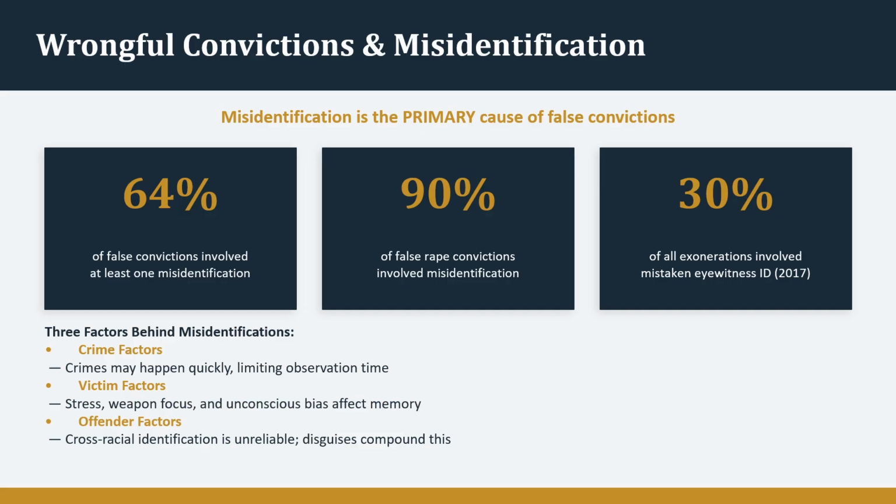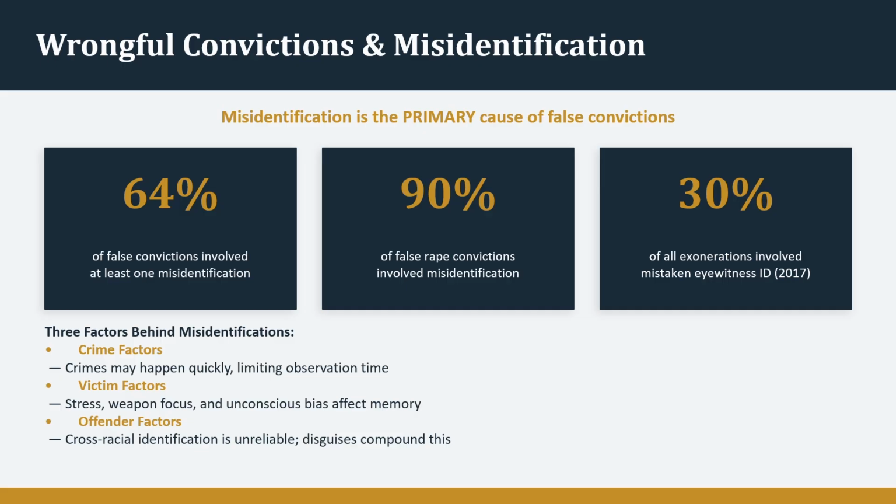How is this possible? How can so many sincere, well-intentioned witnesses get it so wrong? Psychologists point to 3 categories of factors. First, crime factors. The crime itself may make accurate observation difficult. Many crimes are brief. A robbery may be over in 30 seconds. They often occur in low light, at night, or in chaotic circumstances. The victim may have had only a few moments of actual face-to-face contact with the perpetrator.